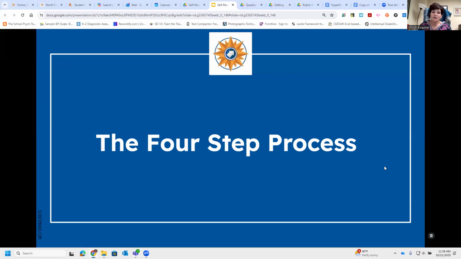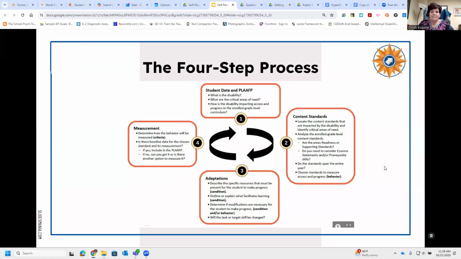Now that we've talked about the legal aspect of when goals are needed and what information a goal must contain, let's move on to a process to determine the content of our goals. The 4-step process is a way to help you build the goal. Starting with the information in the student's PLAF, look at the content standards to determine where a student will struggle with the curriculum or where they have gaps. Look at the adaptations or the accommodations and/or modifications that the student requires to be able to make progress. Finally, decide how the behavior will be measured.